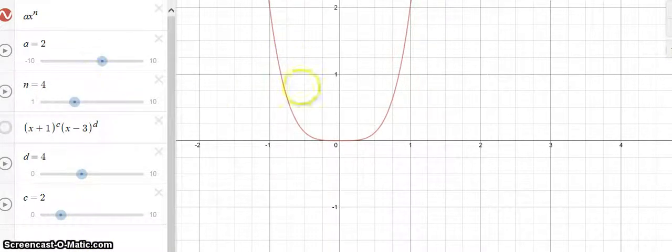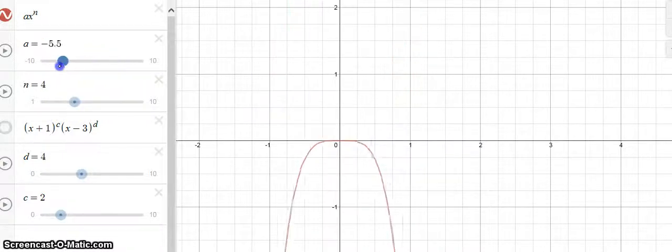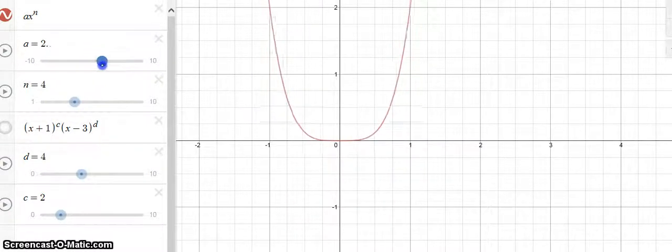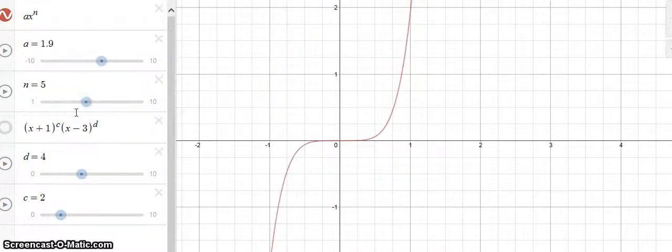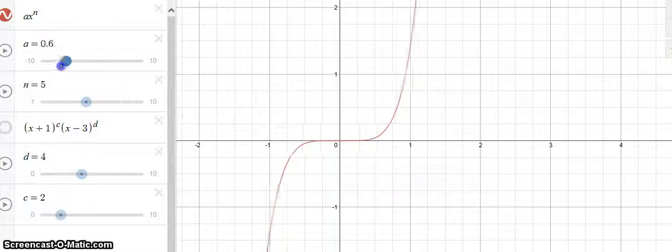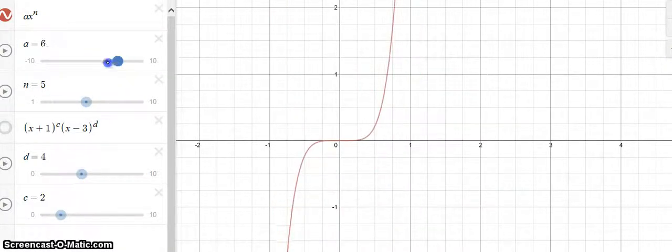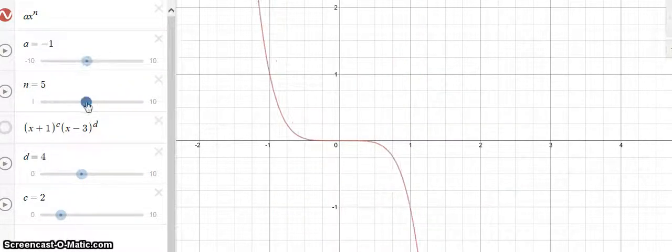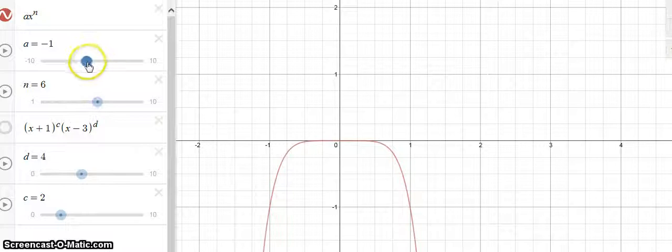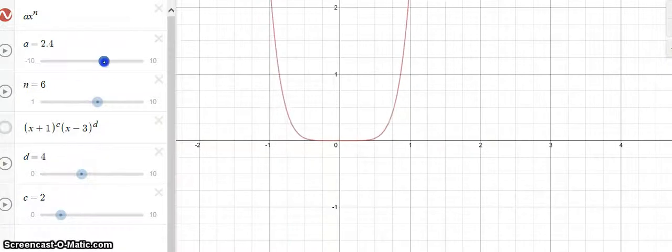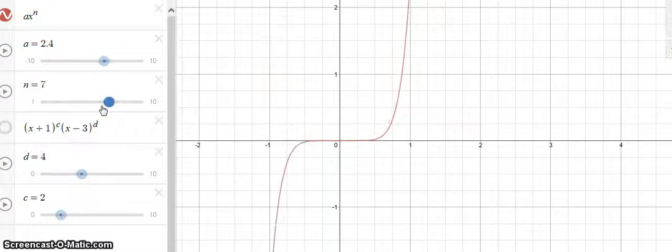Now our parabola has changed from down, up to up, up. And if I change our a, again, it's going to reflect just like a parabola. N equals 5, again, we have a down, up. And as I go negative, positive, it's going to reflect again. Let's try n equals 6. So now it's down, down if negative, and up, up if positive. So it's kind of like a parabola, or kind of like x to the 4th. And n equals 7 is down, up.